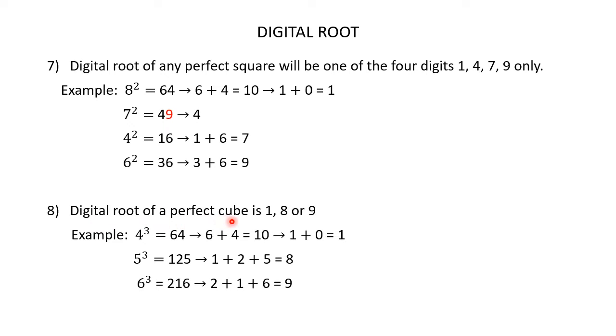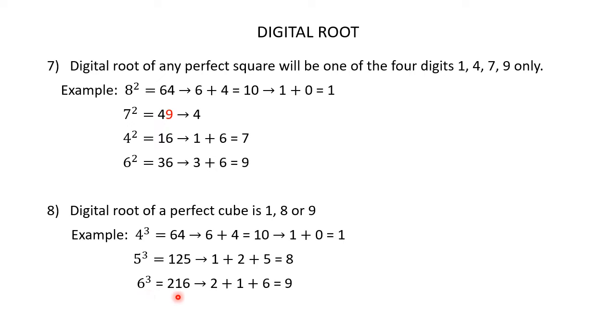Digital root of a perfect cube is 1, 8 or 9. For example, 4 cubed is 64 and 6 plus 4 is 10 and 1 plus 0 is 1. So the digital root of 4 cubed is 1. 5 cubed is 125 and 1 plus 2 plus 5 is 8. So the digital root of 5 cubed is 8.